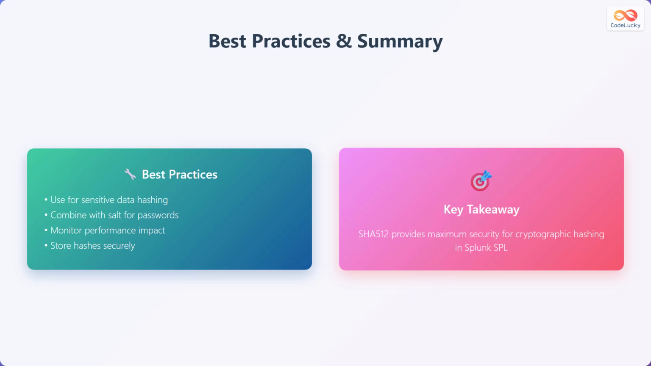The key takeaway is that SHA512 provides maximum security for cryptographic hashing in Splunk SPL, making it the ideal choice when you need the highest level of hash security for your data protection requirements.